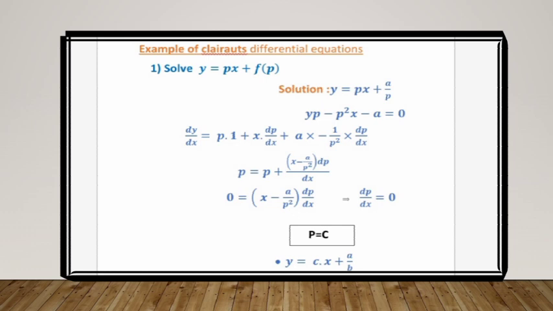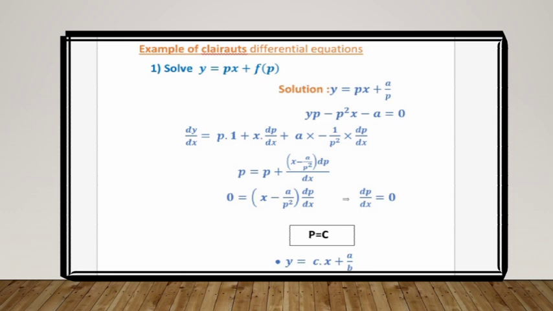Now friends, consider the equation, look at this: y equal to px plus a by p. Then here we can write it as yp minus p square x minus a equal to 0. We have multiplied this equation through by p, and this gives us y into p, and p into p, that is p square, and minus a, all the terms taken to the left side.